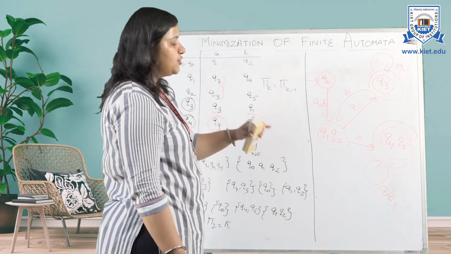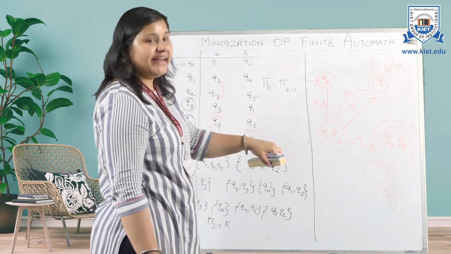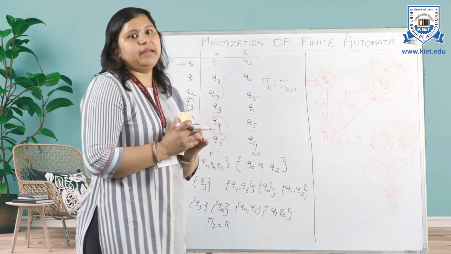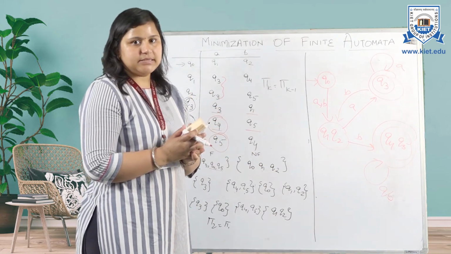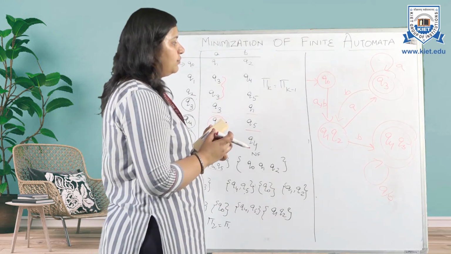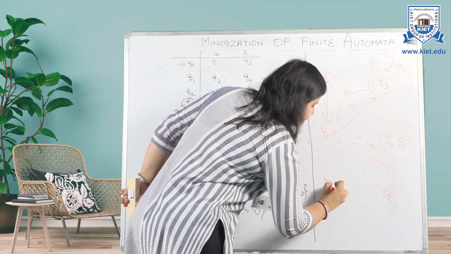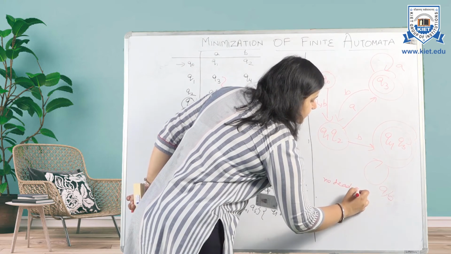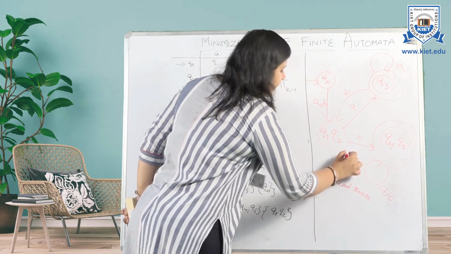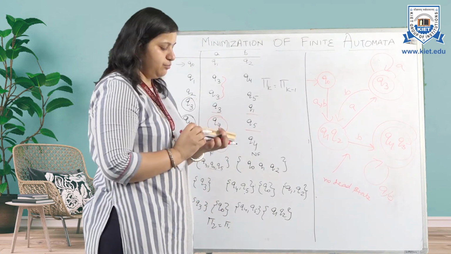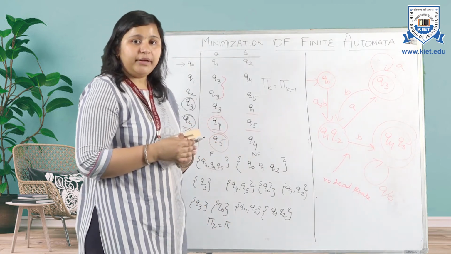One thing you need to check here also is that there is no dead state. A dead state is something which has only incoming edges and no outgoing edges, right? So is there any dead state? There is no dead state. Because it contains no dead state, this is the final output automata. If we have some dead state, we need to remove that too. Okay, thank you.